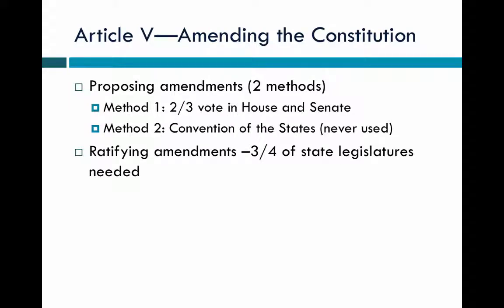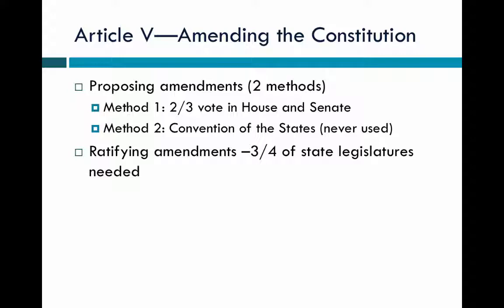Article 5 talks about the process of amending the Constitution, and there are two methods by which you can propose amendments. The first method is the only one that has ever been used, and that is a 2/3 vote in the House and a 2/3 vote in the Senate. So if you can get a resolution that gets a 2/3 vote in both chambers, what happens next is that you go on to the ratifying process.